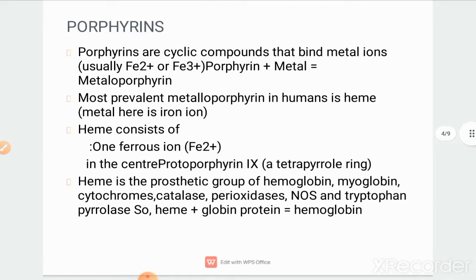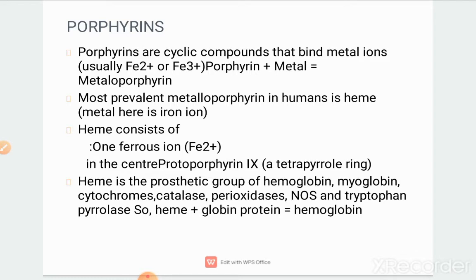Porphyrins are cyclic compounds that bind metal ions, usually Fe2+ or Fe3+. So that is porphyrin plus metal is equal to metalloporphyrin. The most prevalent metalloporphyrin in humans is heme.